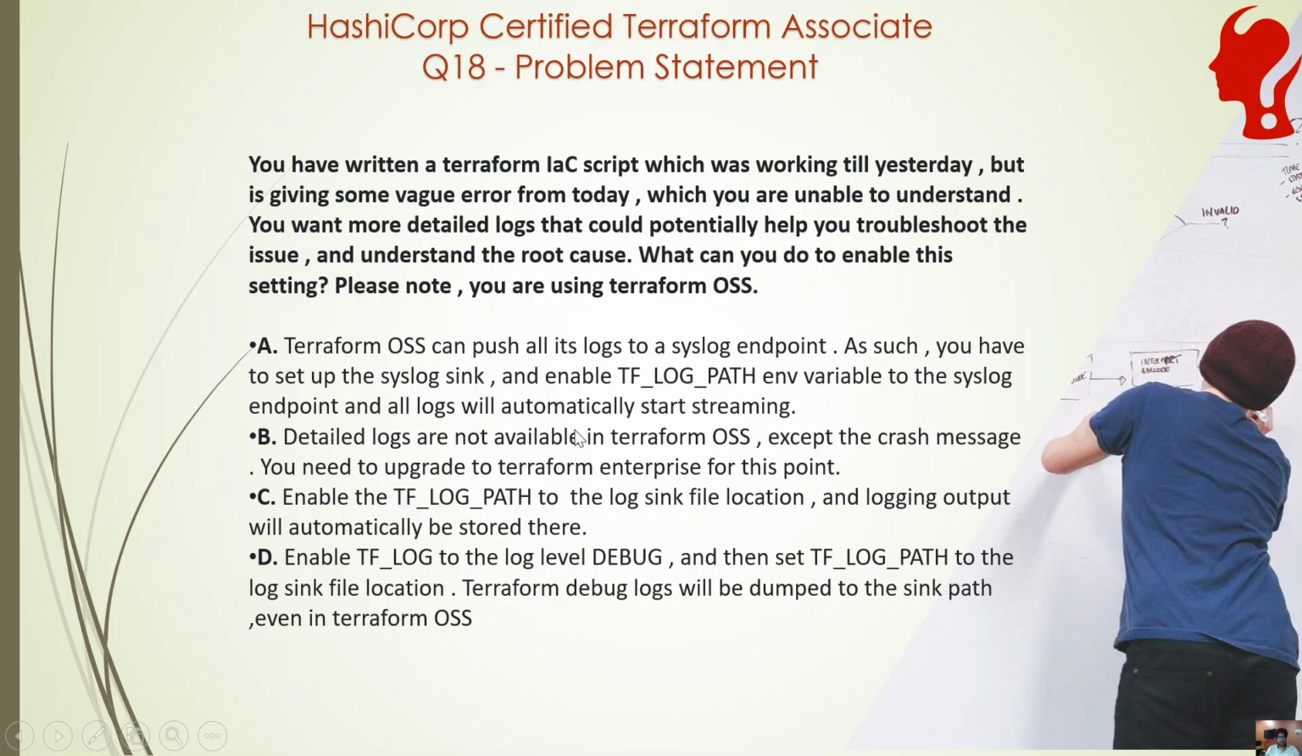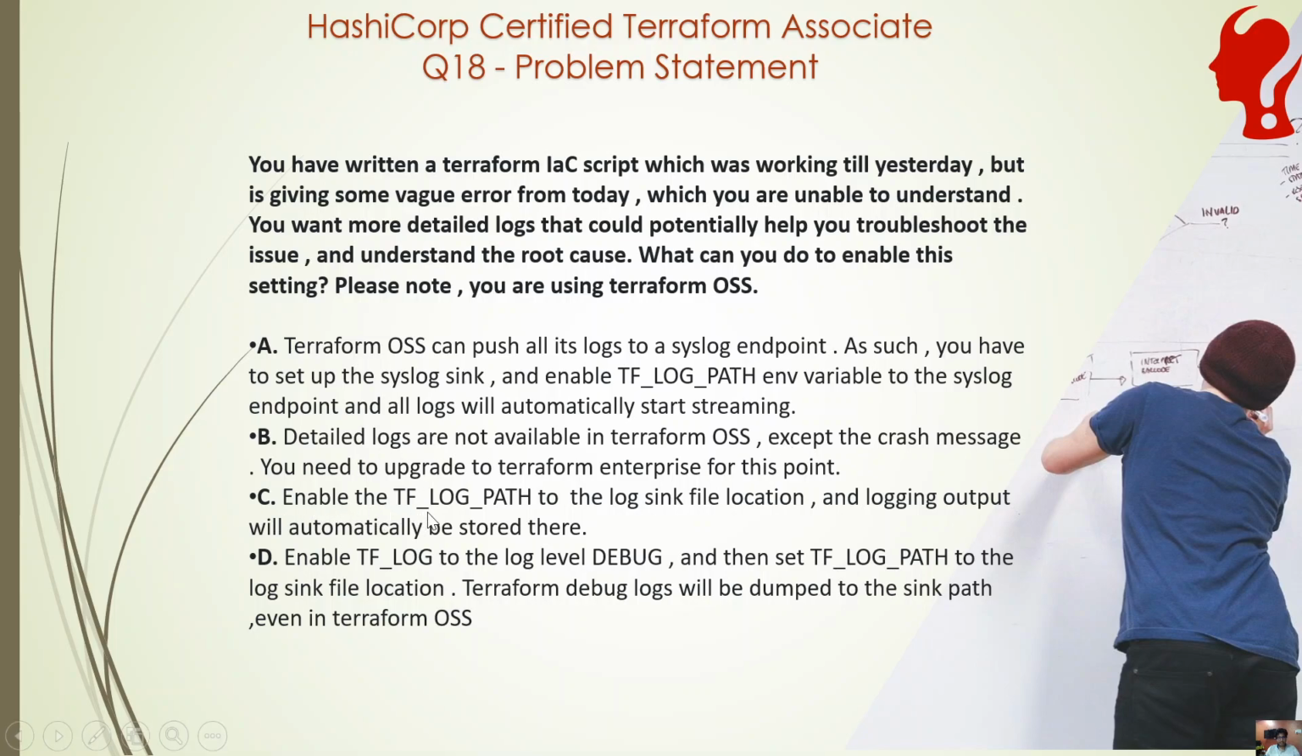Then B: detailed logs are not available in Terraform OSS except the crash message. You need to upgrade to Terraform Enterprise for this. Again, logs are something that every software should provide by default. Even the open source version should provide it; enterprise versions may enhance it, but the basics should be there. Similarly, HashiCorp doesn't discriminate on basic functionality between its open source and enterprise versions. The detailed logs are available both in Terraform open source and in Terraform Enterprise. So B is incorrect.